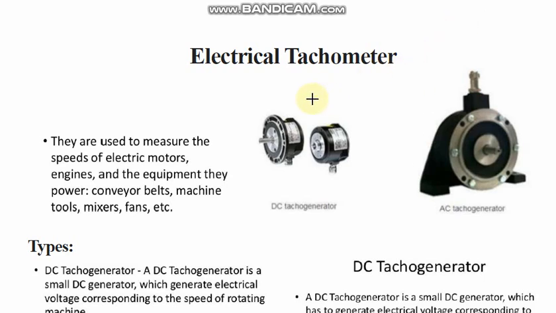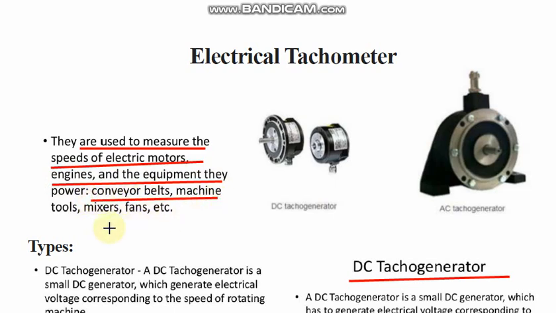Electrical tachometer. We are going to study the electrical tachometer, and in this category we will study today the DC tacho generator. Electrical tachometers are used to measure the speeds of electric motors, engines and equipment they power, such as conveyor belts, machine tools, mixers and fans. So these are the equipment whose speeds can be measured using an electrical tachometer.